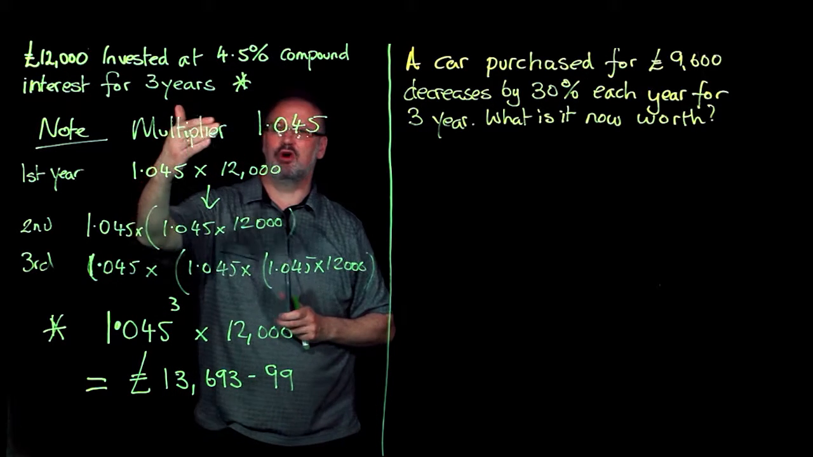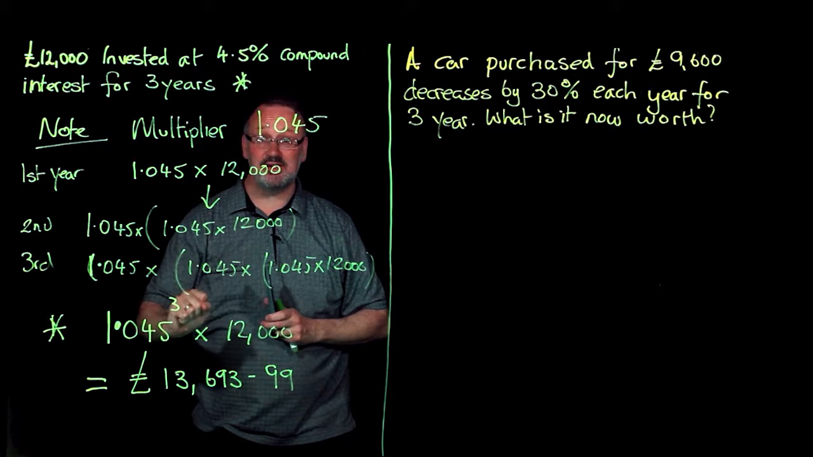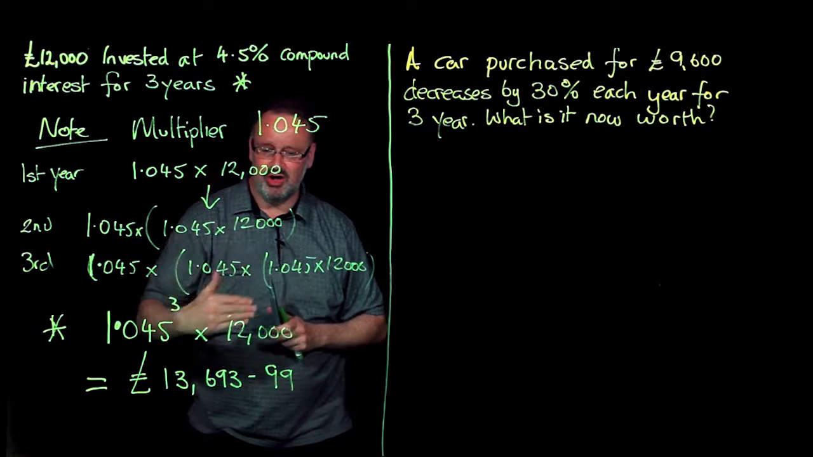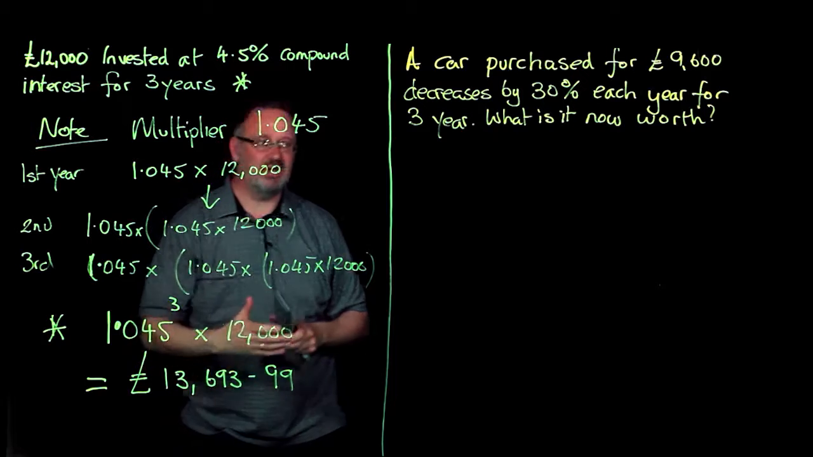So to summarise, find your multiplier, the number of years that we're having our investment for, times our principal sum at the start, then get the calculator.